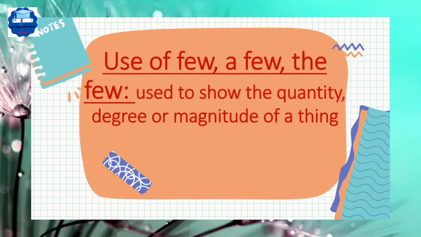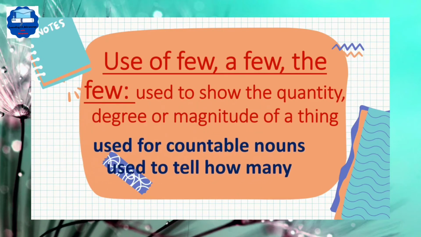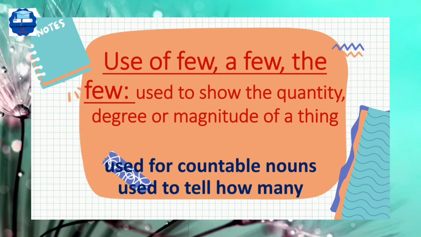Use of few, a few, the few. These adjectives are used to show the quantity, degree or magnitude of a thing. These are used for countable nouns. Used to tell how many. As you know, many is used to tell about the countable nouns.